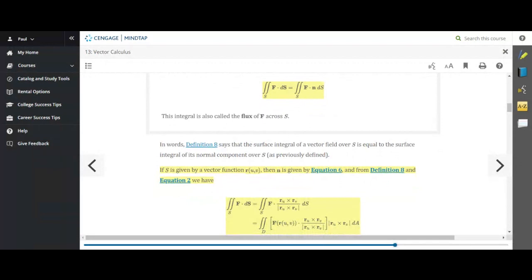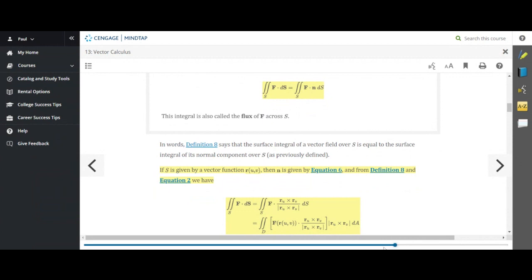So they mention here, in other words, definition 8 says that the surface integral of a vector field over S is equal to... well, I don't want to get too technical here, but we need a simpler way to find our surface integral. So what we're going to do is take the normal vector and replace it by the cross product of the derivatives of the parameter vector with respect to u and v, and then divide that by its length. So we get a normal unit vector.